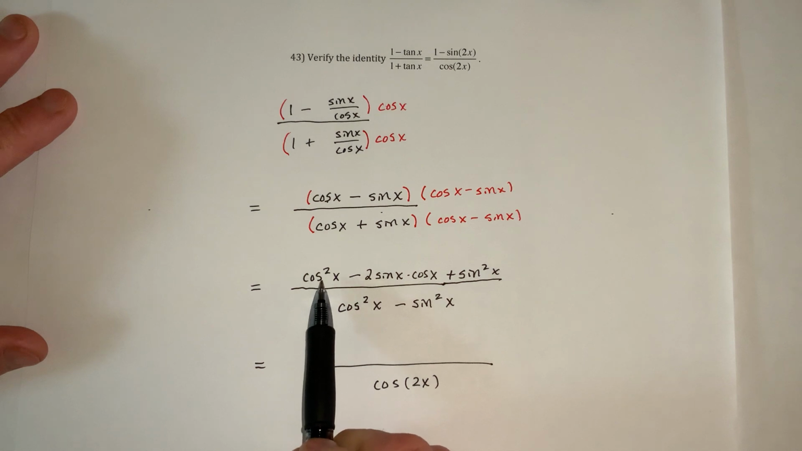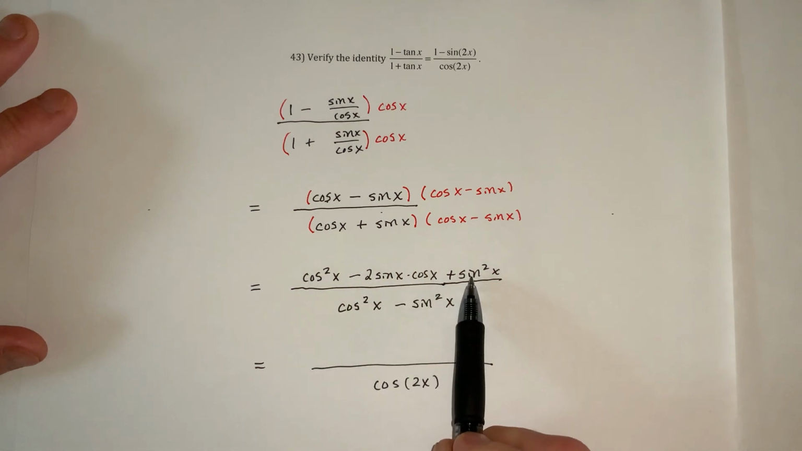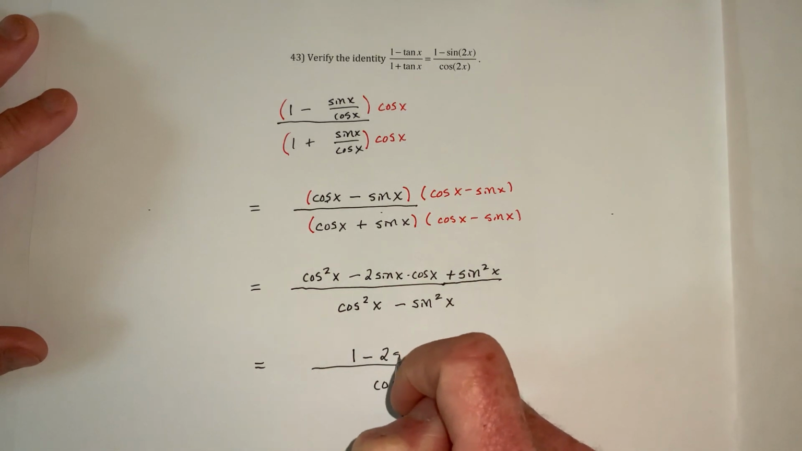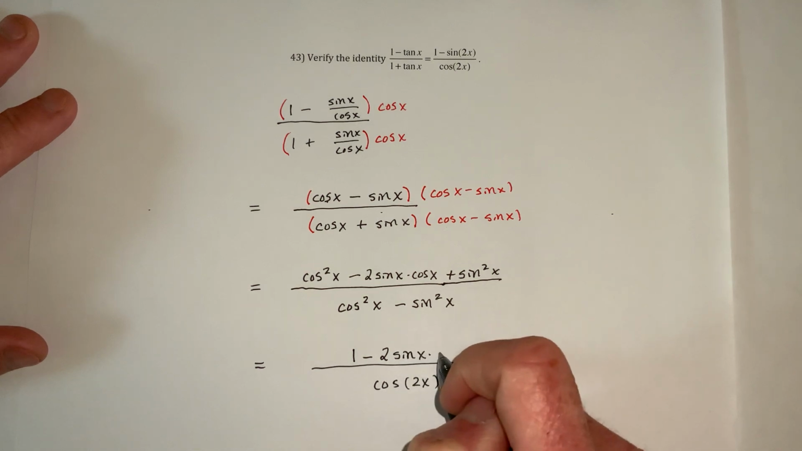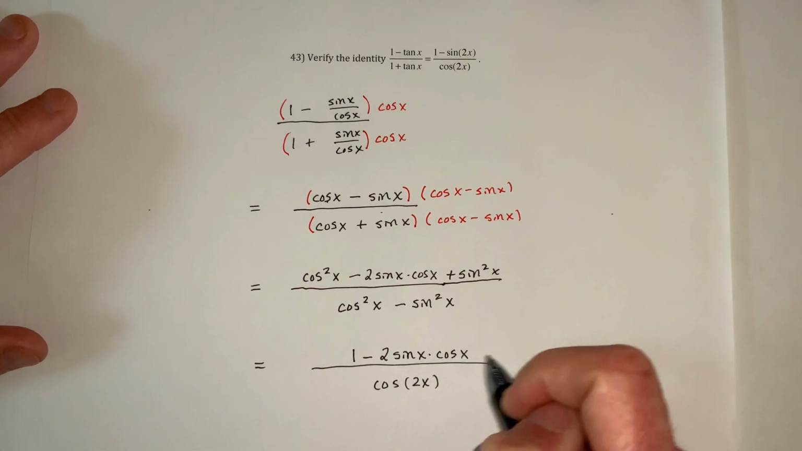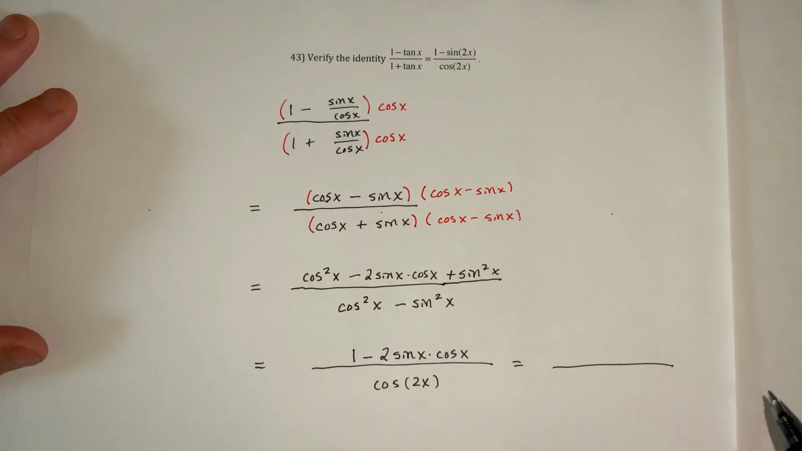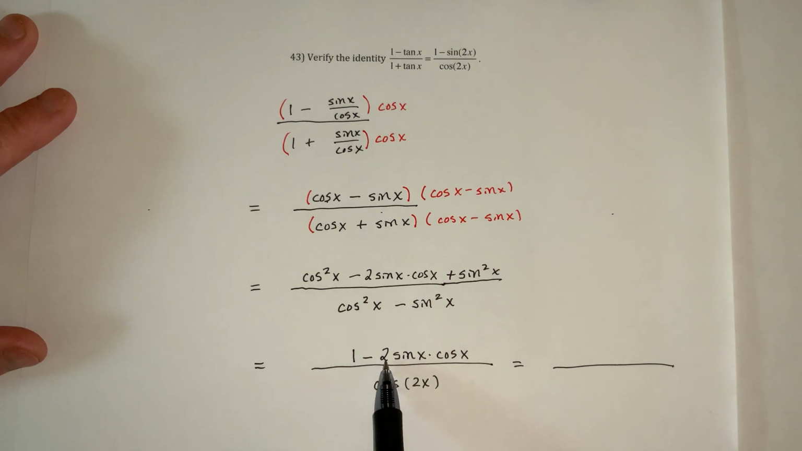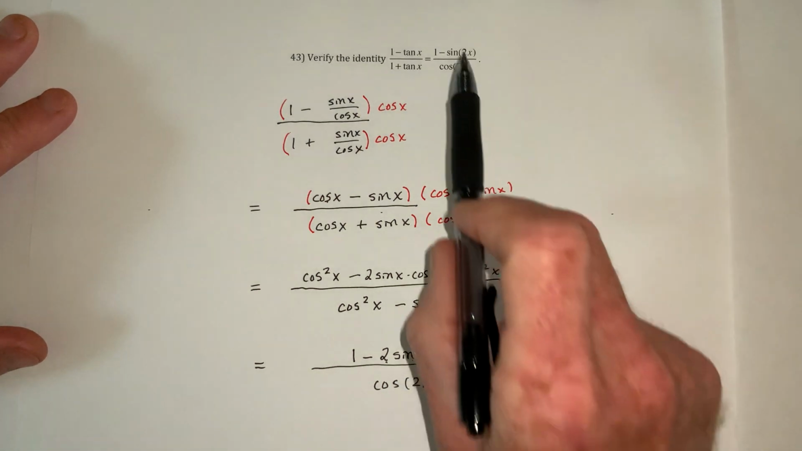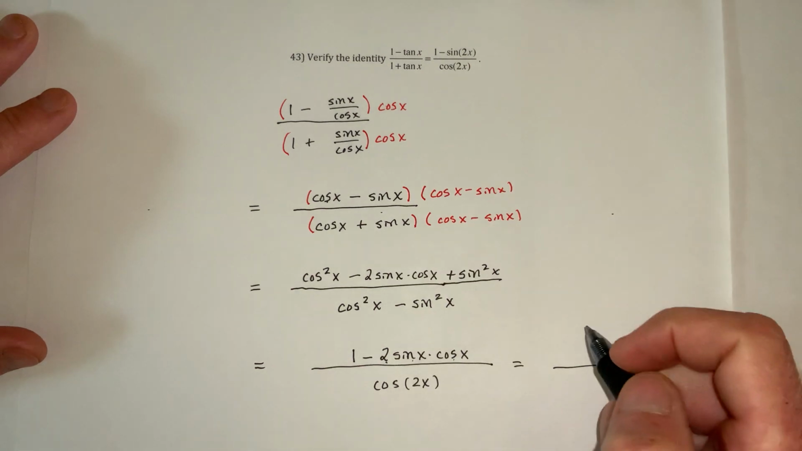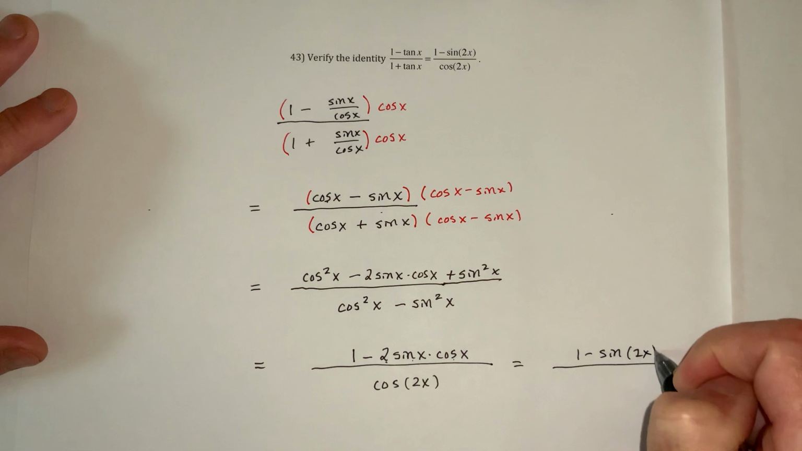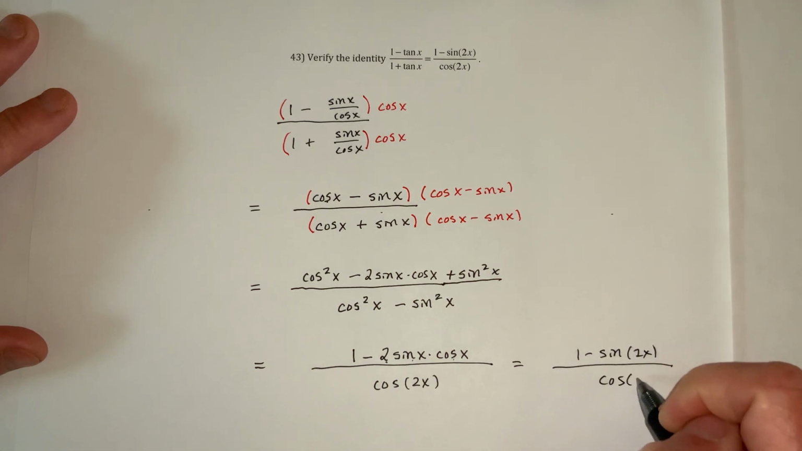And on the top, I've got cosine squared plus sine squared. When you put those two together, that's a 1. Then just recopy this part. And we are done. Because the bottom is already finished, cosine of 2x, and then this 2 times sine x times cosine x, that's the trig identity for sine of 2x. So, believe it or not, it actually worked out. Perseverance pays off.